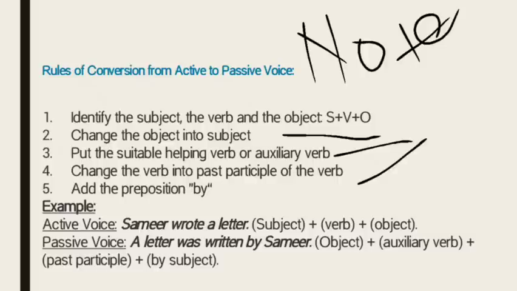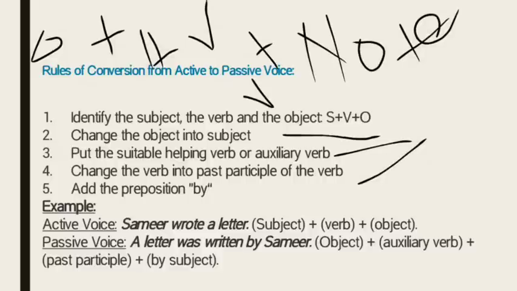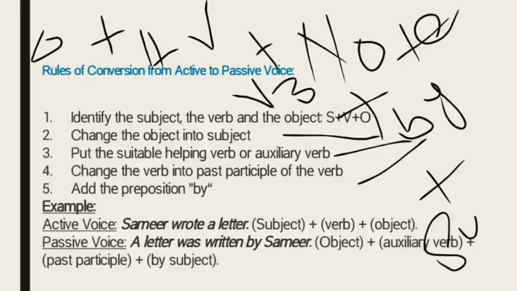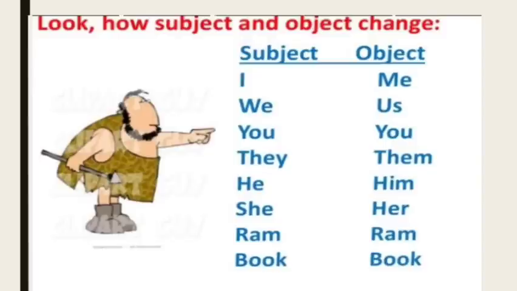So the sentence structure of passive is object plus helping verb plus verb's third form plus by plus subject. There are two important things that need to be remembered while changing a subject which is a pronoun to an object. Then the conversion will be like this. I will become me. We will become us. You will become you. They will become them. He will become him. She will become her.